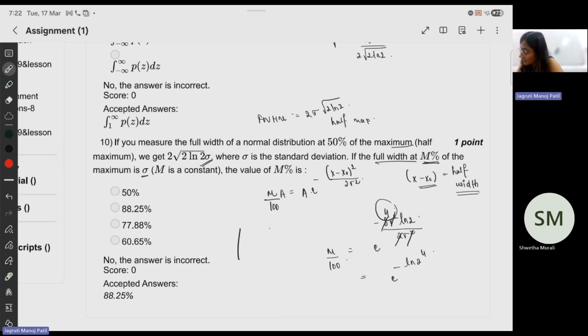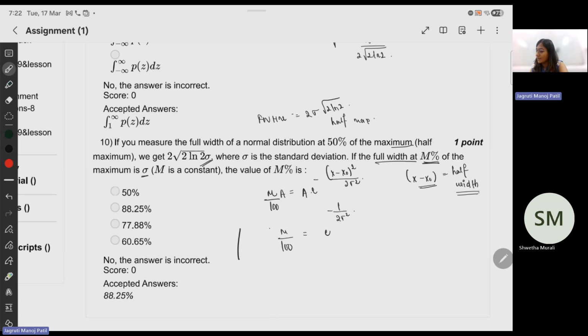This is way too confusing for me. Let's do it from scratch again. So this would be like m by 100. We don't have to do any changes here. E raised to minus 1 by 2 sigma square. Now this is half width given, we have half width here. So full width would be 2 times this, and square of it. So this would be 1 minus this, and then you have 4, and then you have 4 to the 8.